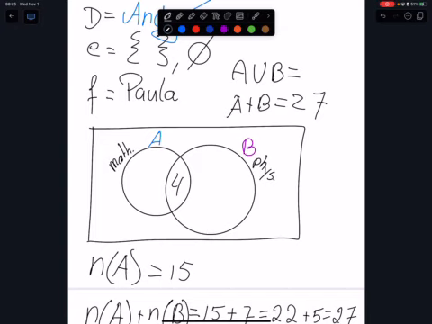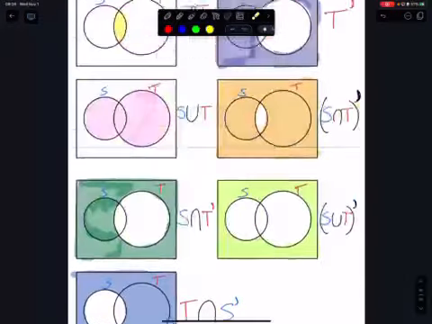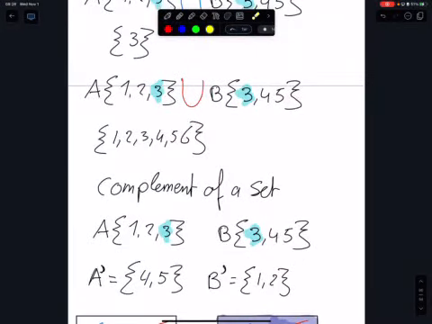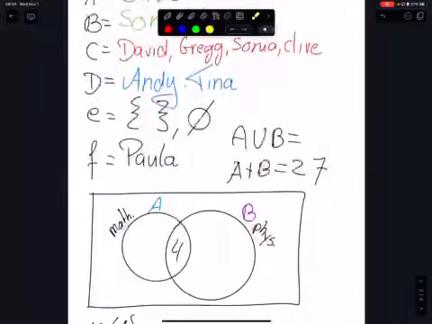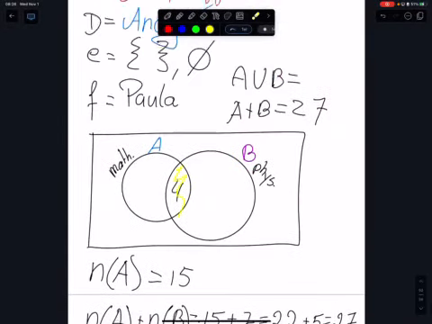It's not 27. Yes? The answer is not 27. No. Again. Union means, you remember? I go here again. If you have the same number, you do not include it again. So, you have a 4. That means you do not include the 4 in A and in B again. You subtract that 4. That is what you have.